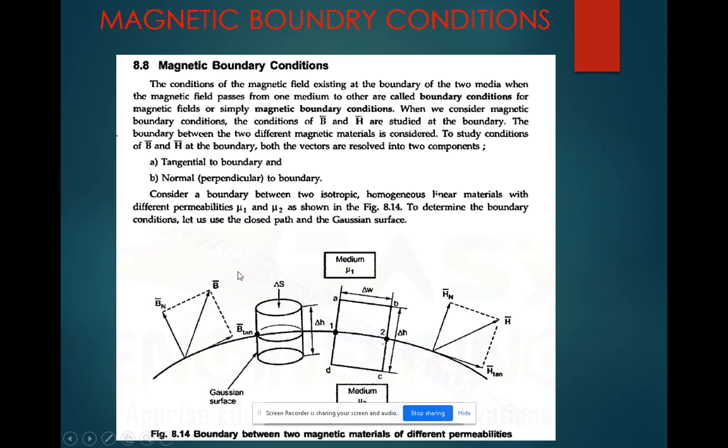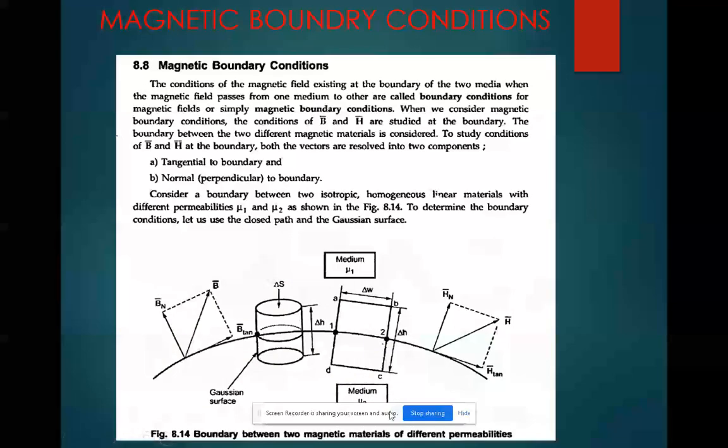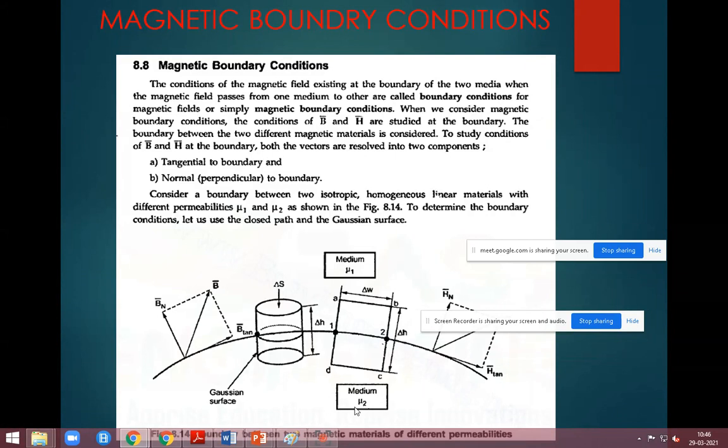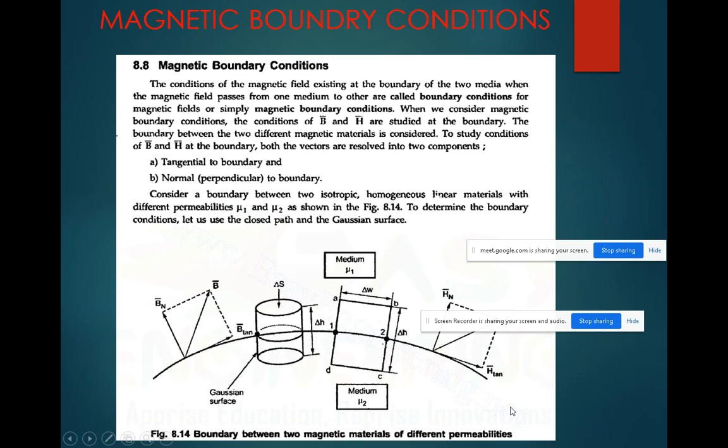So we are going to consider a boundary between two isotropic homogeneous linear materials with different permeabilities mu1 and mu2. One medium has permeability mu1 and the other medium has permeability mu2. Now we are going to determine the boundary conditions.